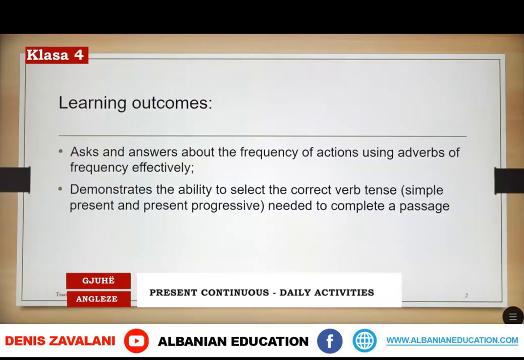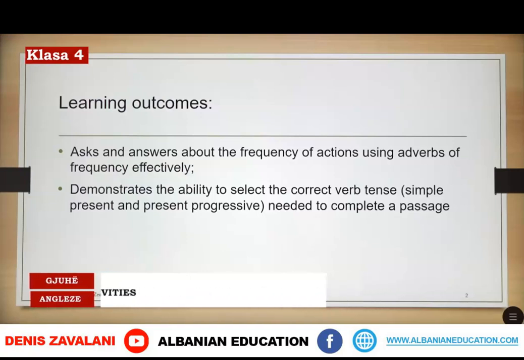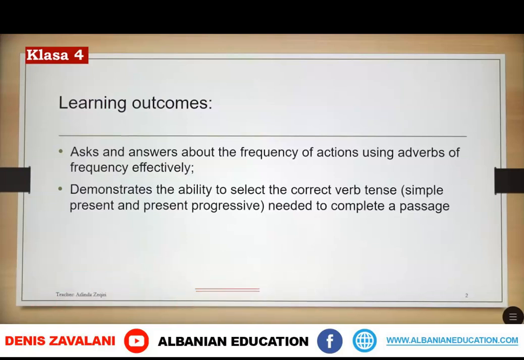At the end of this video, I expect you to be able to ask and answer about the frequency of actions using adverbs of frequency effectively. I will also expect you to be able to demonstrate the ability to select the correct verb tense in present simple and present progressive, or present continuous, needed to complete a passage or to talk about it.